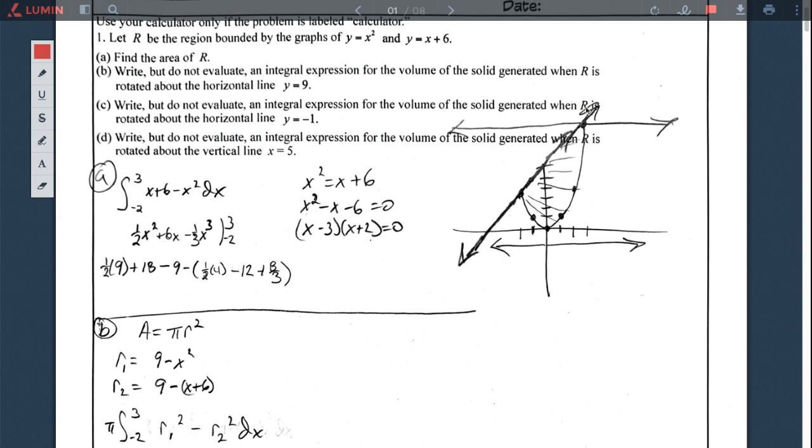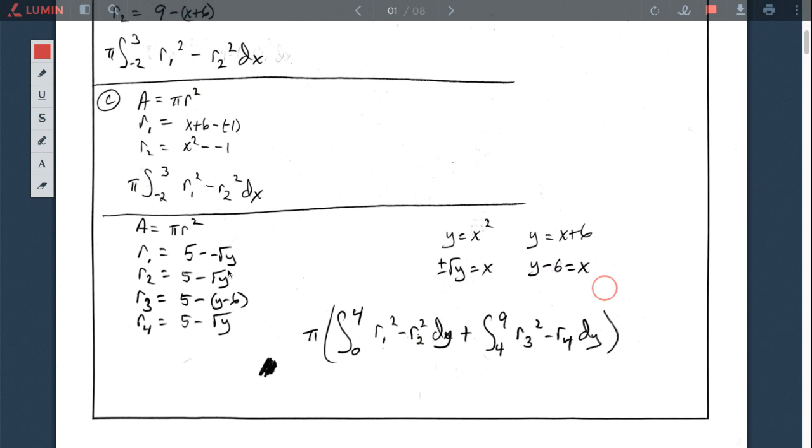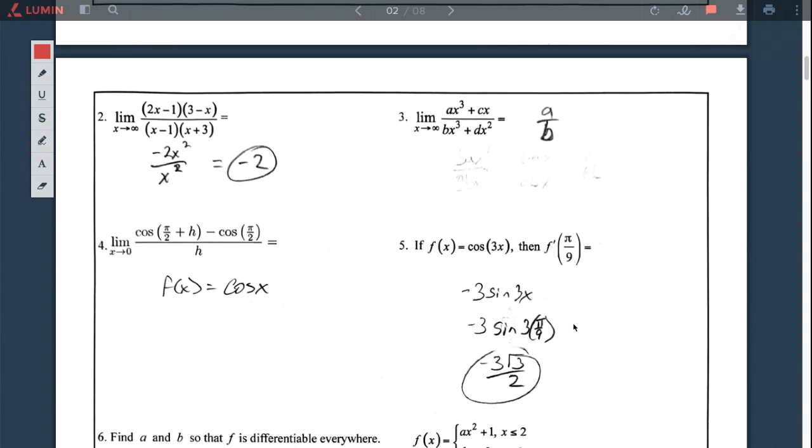Then for the top, 5's got to come first. The line is furthest away. So my line is y minus 6. So I've got 5 minus (y minus 6). And the right side of the parabola is second. So 5 minus the square root of y. So I've got r3 squared and r4 squared. I'm missing the square right here. That should be squared. All right, next one.